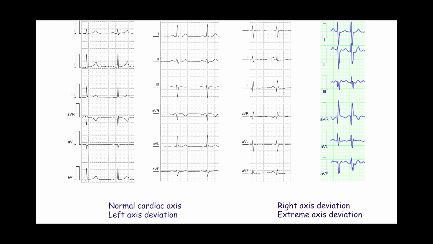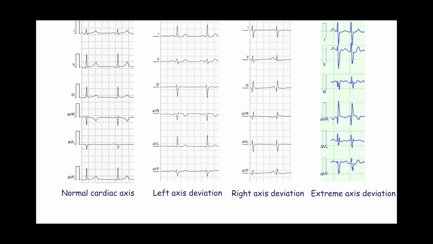So, you are right. This is normal cardiac axis. This is left axis deviation. There is right axis deviation. And here is extreme axis deviation.